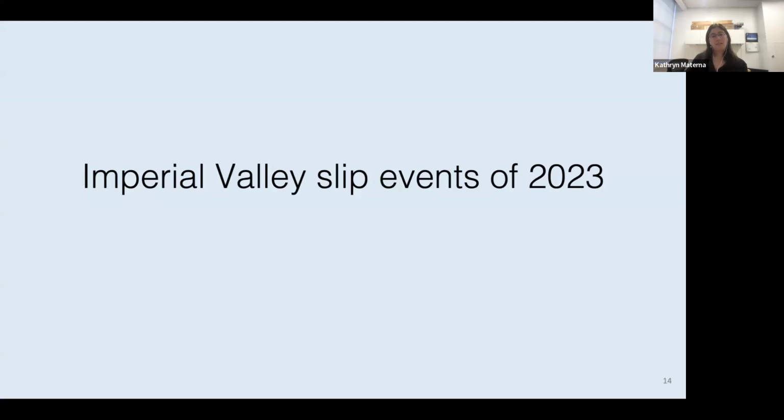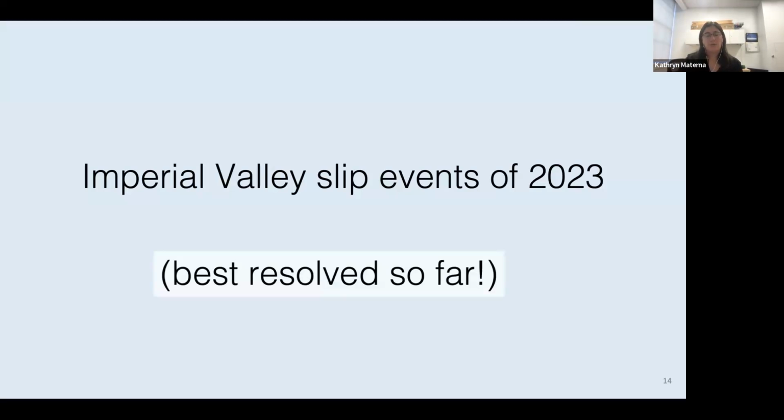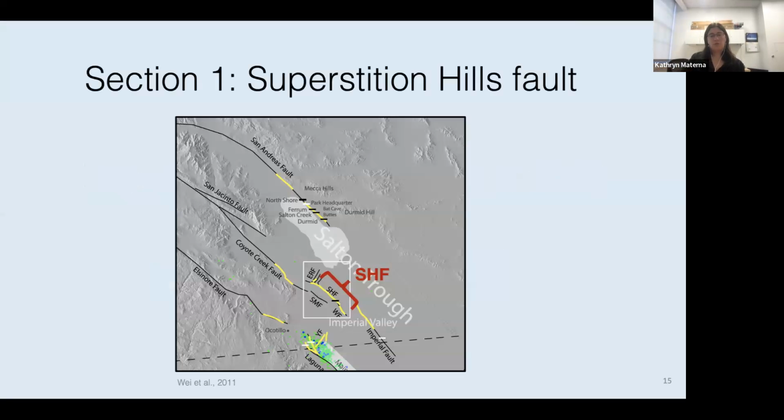So armed with that context, we're able to go to the Imperial Valley this year and take a look at what took place in the spring and see how it fits into the broader context. I'll also note that the reason these events in the spring of 2023 are interesting is because, compared to previous events, they may be the best resolved with the geodetic techniques that we have available to us right now. As I mentioned, there will be two creep events in today's talk. The first is on the Superstition Hills Fault, and the second is on the Imperial Fault. So we can jump into the data set for the Superstition Hills Fault creep event.